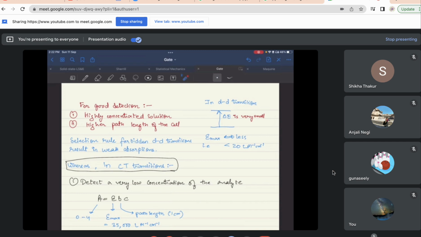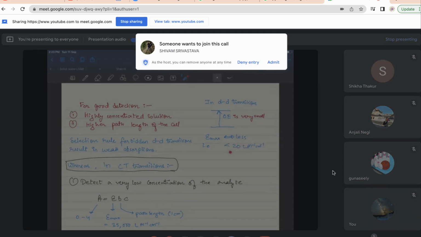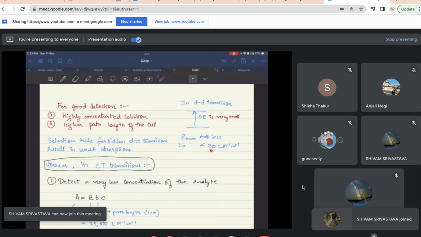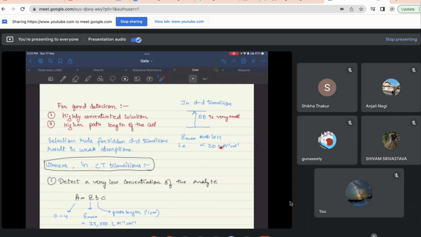But in the case where only dd transition is happening, we see that the delta E is very small for the transition to take place. So when the delta E is very small, the epsilon max value is also very low, less than 20 liter per mole per centimeter.